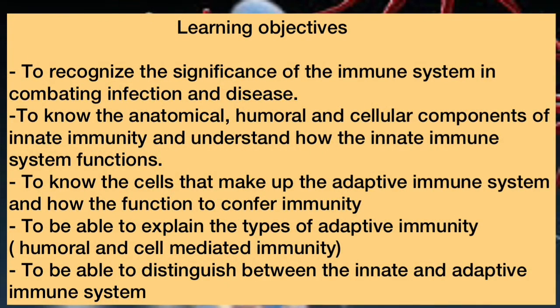The main learning objectives of this lecture are: firstly, to recognize the significance of the immune system in combating infection and disease. Secondly, to know the anatomical, humoral, and cellular components of innate immunity and understand how the innate immune system functions. Thirdly, to know the cells that make up the adaptive immune system and how they function to confer immunity. Fourthly, to be able to explain the types of adaptive immunity. And lastly, to be able to distinguish between the innate and adaptive immune system.